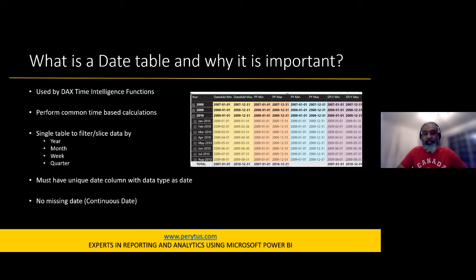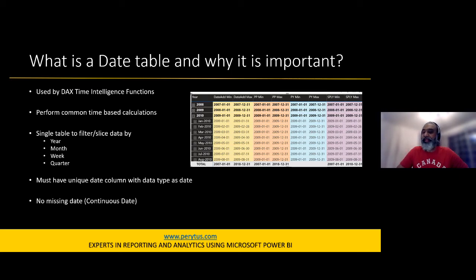As I mentioned, DAX has, like in Power BI, we have DAX. When I say DAX, it means those functions are available if you're using Power Pivot in Excel as well, right? So, we have around 44 plus DAX time intelligence functions, like DATEADD, PREVIOUSYEAR, PREVIOUSMONTH, DATESYTD, SAMEPERIODLASTYEAR, PARALLELPERIOD.